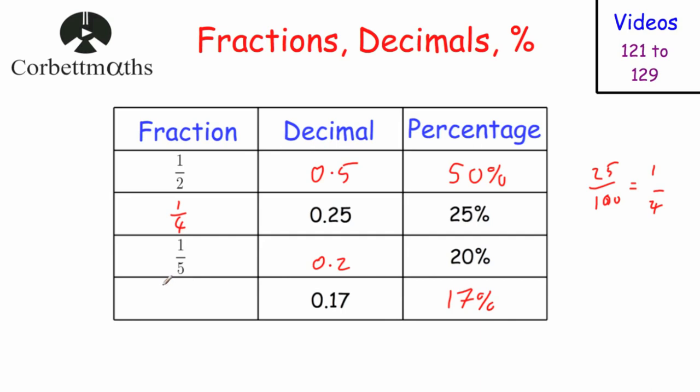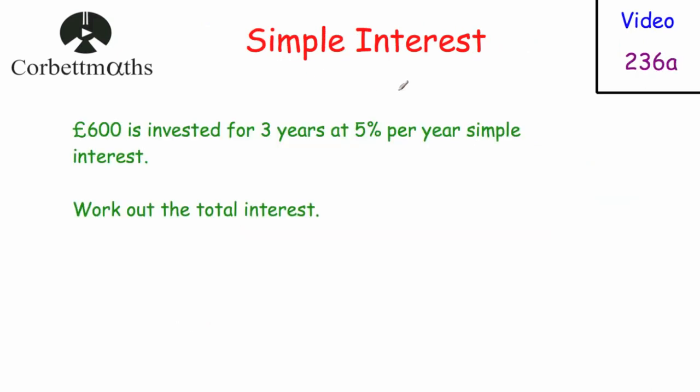And as a fraction, that's 17 over 100. And I don't think that can be cancelled down. No. So that's it. So 17 over 100. And that's it. Okay, let's have a look at our next topic.